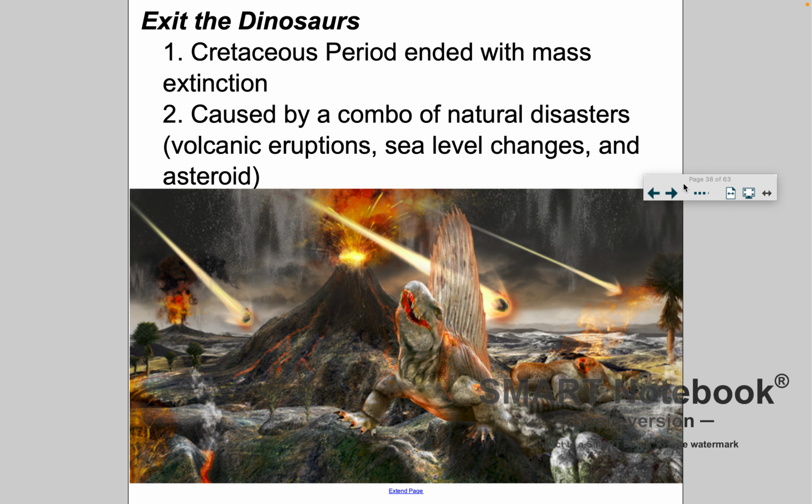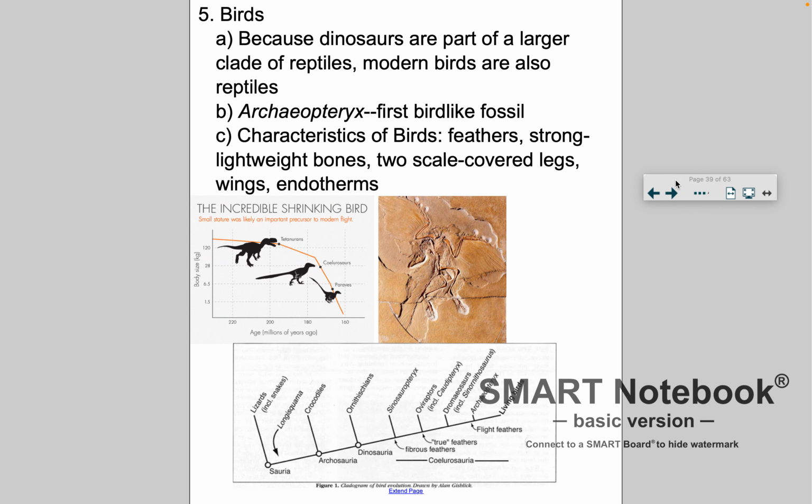But then dinosaurs were wiped from the face of the earth during the Cretaceous period with the mass extinction, a combination of natural disasters. They think maybe a comet or an asteroid struck off the coast of the Yucatan Peninsula, causing volcanic eruptions, sea level changes. So with the top dogs, top predators wiped out from the face of the earth, it did give rise for smaller organisms to shine, to take over this new habitat, this new niche.